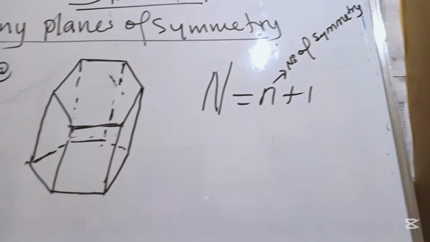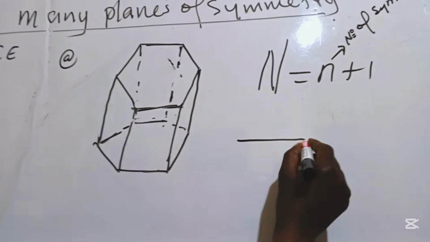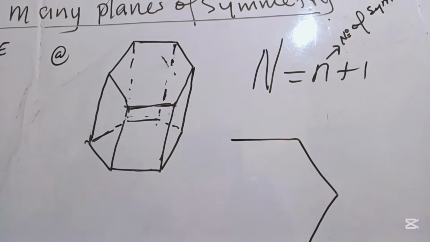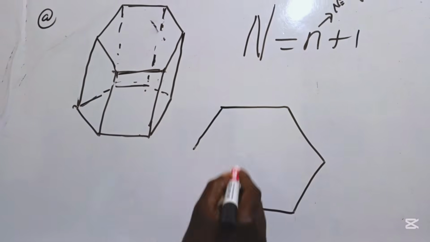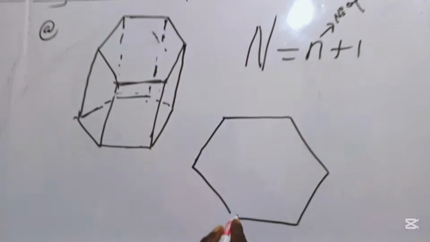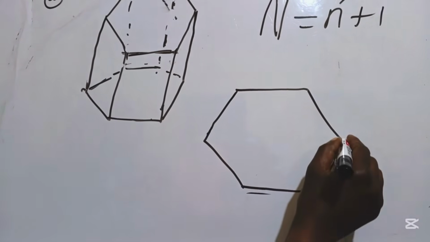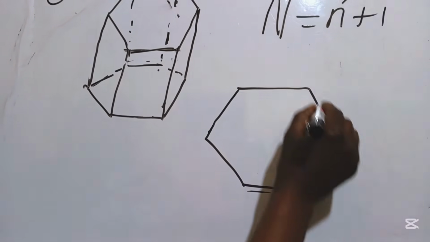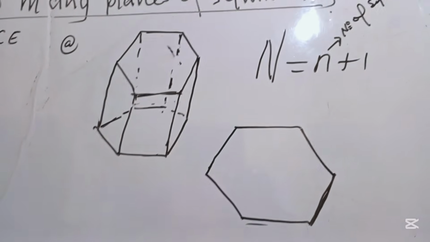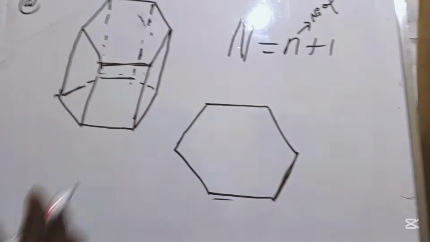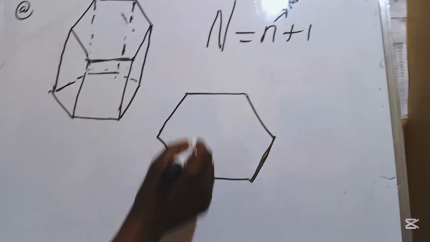So now how do I get the number of lines of symmetry? You will agree with me that the top part is a hexagon. It looks like this, ladies and gentlemen. So they ask me to find the planes of symmetry. I've just taken part of the top of this. How do we find the planes of symmetry? How many are they? First of all, I should determine the number of lines of symmetry.